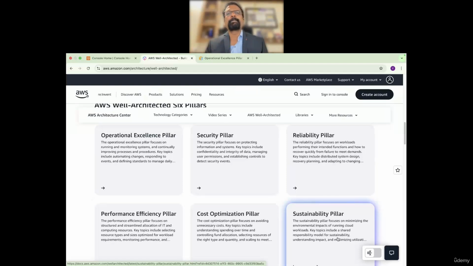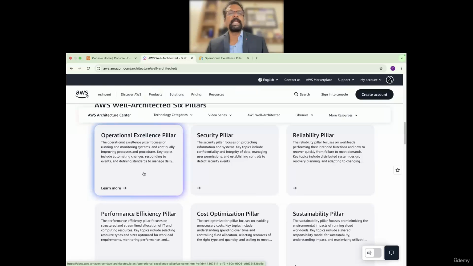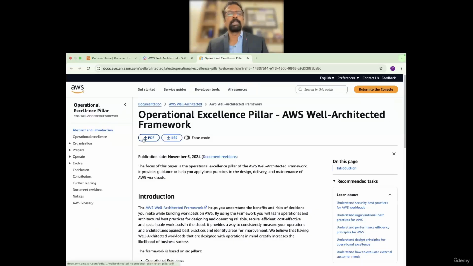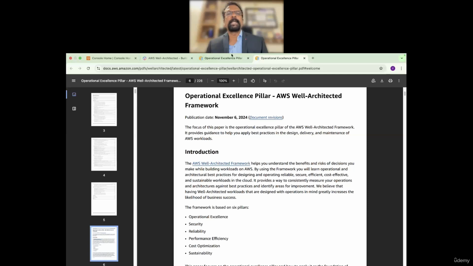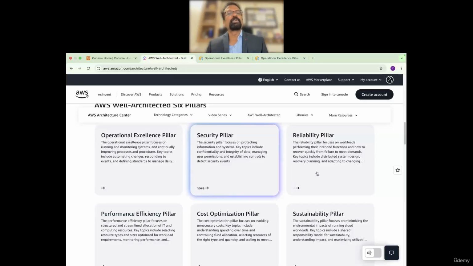So first, broadly, if anybody in AWS is architecting a system, you should get a very high level 100 view of all these six pillars. Step two is to go and download each of these documents. For example, if I download this Operation Excellence PDF, it's around 226 pages. So approximately, if you download all of them, it'll be 1,000 plus pages.